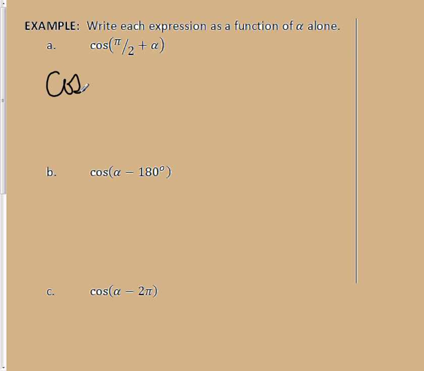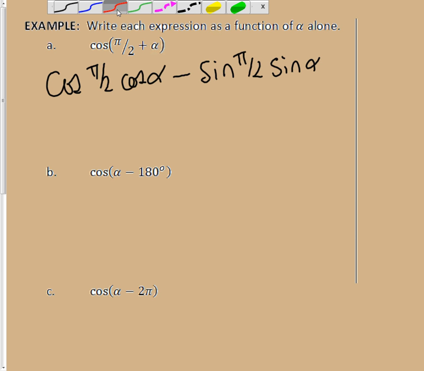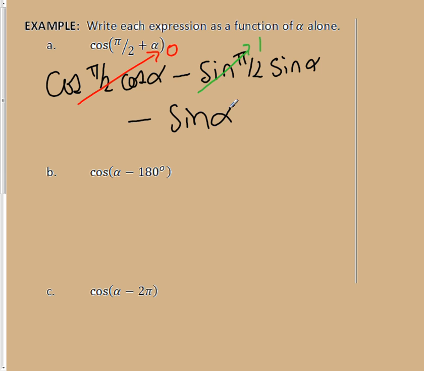So I have the cosine of pi over 2 cosine of alpha minus the sine of pi over 2, the sine of alpha. And as I take a look at this, I know the cosine of pi over 2 happens to be 0. So this whole term goes to 0. And then the sine of pi over 2 happens to be 1. And so I end up with just the negative that's in front, sine of alpha.